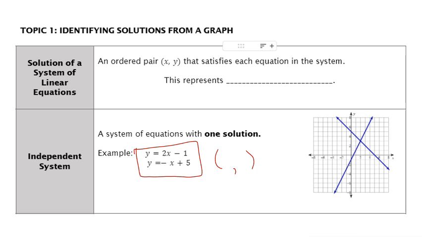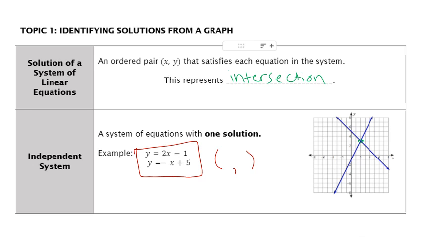So an ordered pair that satisfies the equations is going to be a solution, and this represents really the intersection on the graph. So the goal is we're really just graphing these equations and seeing where they intersect on the graph, and that's our solution. One situation we can have is if they intersect at only one point, and we can see that in this example here.